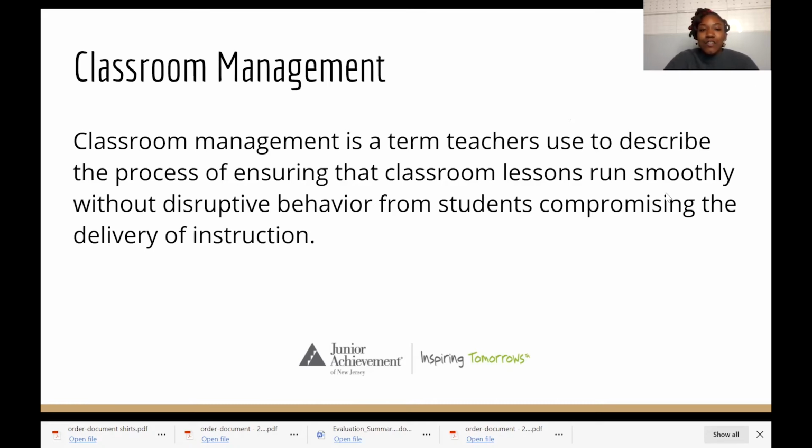Next, let's go over classroom management. So the straight, flat out definition of classroom management is it's a term that teachers use to describe the process of ensuring that the classroom lessons run smoothly without disruptive behavior from students compromising the delivery of instruction. Classroom management is basically how well you are able to keep the attention spans of your students and how you're able to govern your classroom. So we do this by creating different guidelines in the classroom, which we'll tap into in the next few slides.